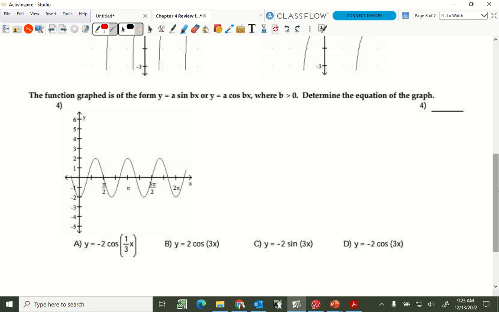Okay, this would be another matching. So, I would look closely at this. The amplitude has to be 2, right? But that's all of them. Okay, good. So, if you recall, where does sine start on my unit circle? Look at your unit circle, please. Sine at 0 is 0.